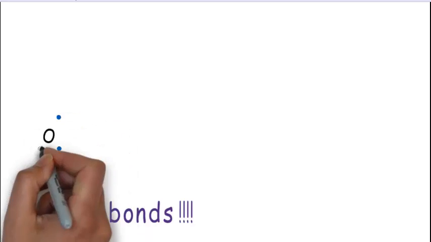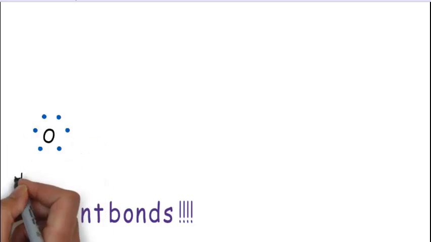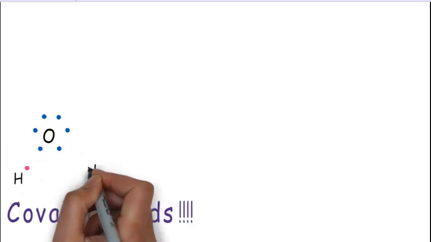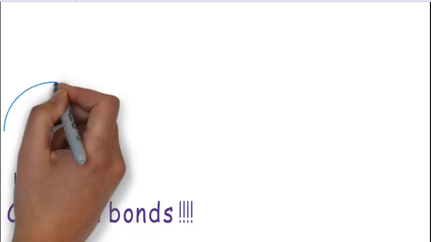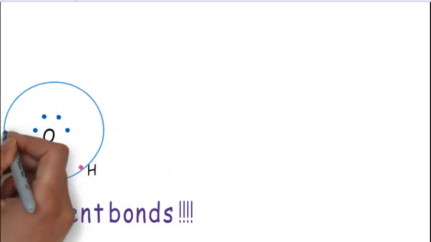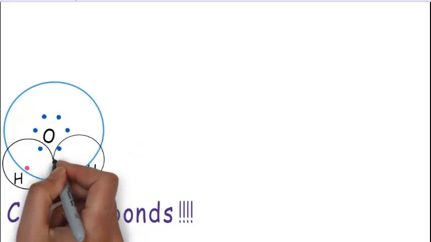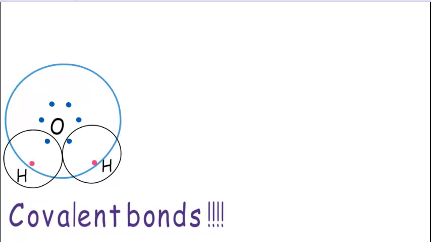Oxygen has 6 electrons in its outermost shell, whereas hydrogen has only 1. Oxygen requires 2 electrons, so it takes 1 each from the hydrogens. Whereas hydrogen requires 1 more, so it takes 1 from oxygen. And now we have our H2O molecule ready.